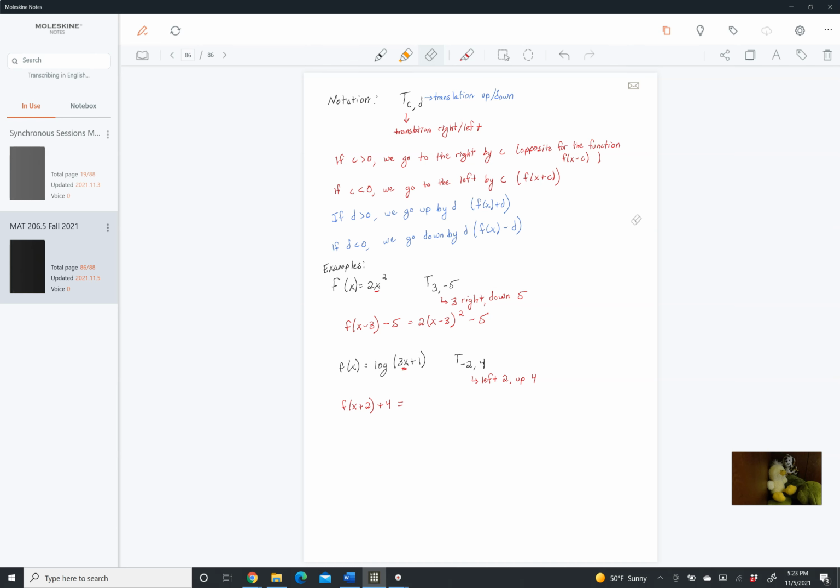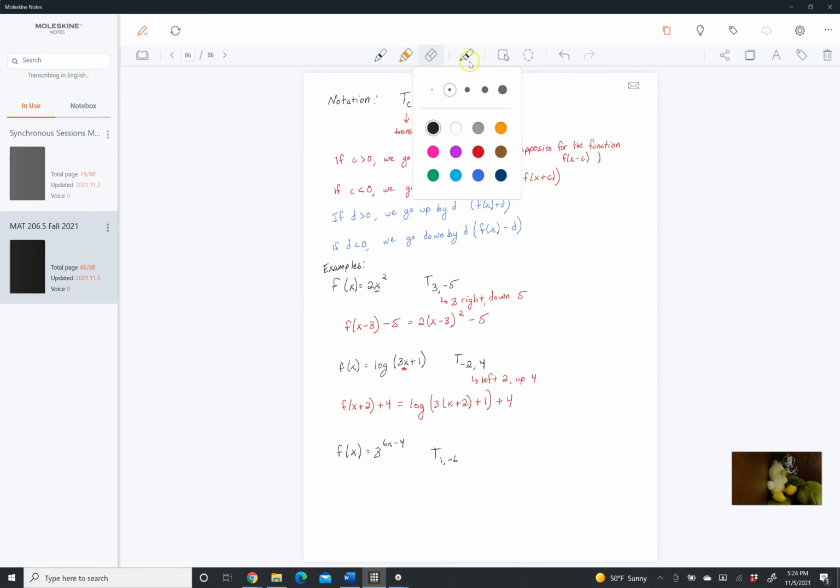Here's our x. So let's do that first. Our x gets replaced with an x plus 2. That's the movement to the left. And then we just tack on a plus 4. We'll do 2 more. F of x equals 3 to the 6x minus 4. And this time we're going to translate 1, negative 6.